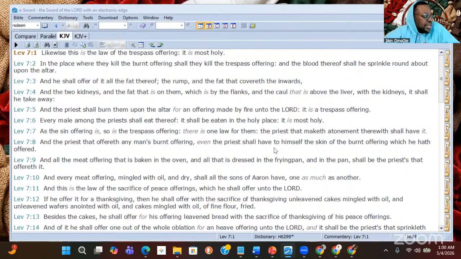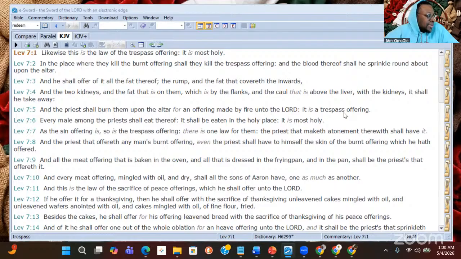Every male among the priests shall eat thereof. It shall be eaten in the holy place. It is most holy. As the sin offering is, so is the trespass offering. There is one law for them. The priest that maketh atonement therewith shall have it. And the priest that offereth any man's burnt offering, even the priest shall have to himself the skin of the burnt offering which he hath offered.